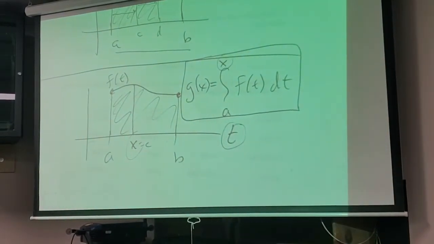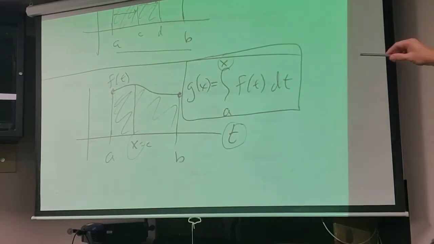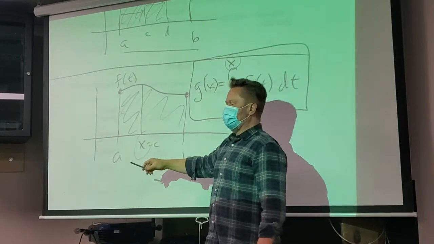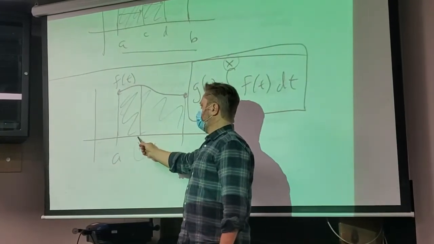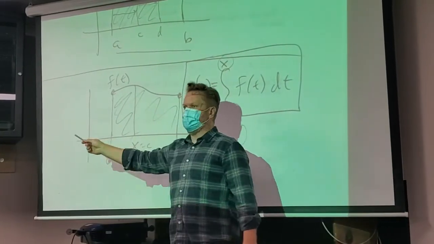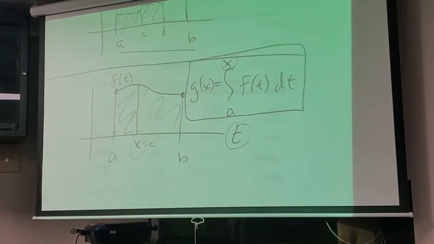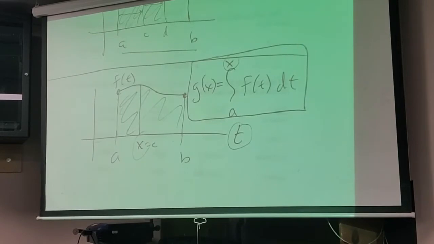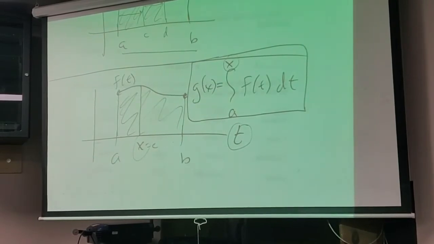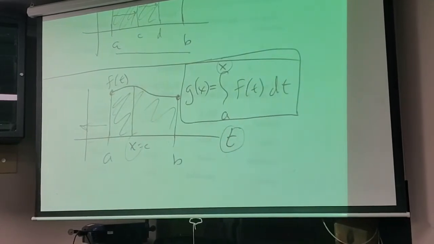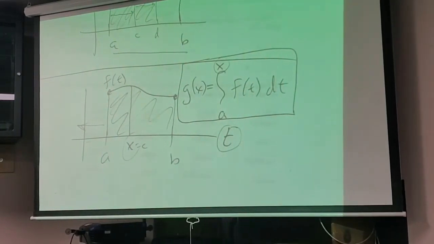So g of x is sort of the area up to x function, right? The area from a up to x. And what is x? Whatever you want it to be. All right, let me stop for a minute. Can x be b? Yes, x could be b. Could x be a? Yes, x could be a. Could x be something below a? Yes, x could be something below a. How about above b? Above b, yes.